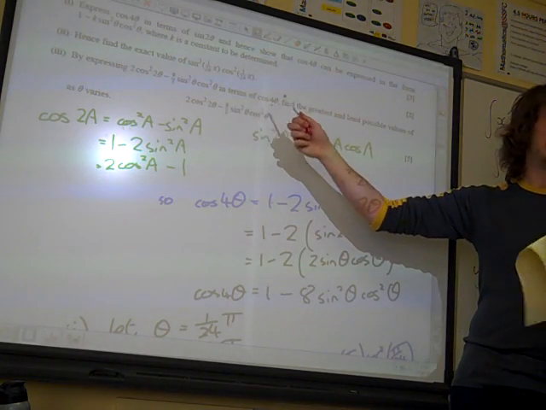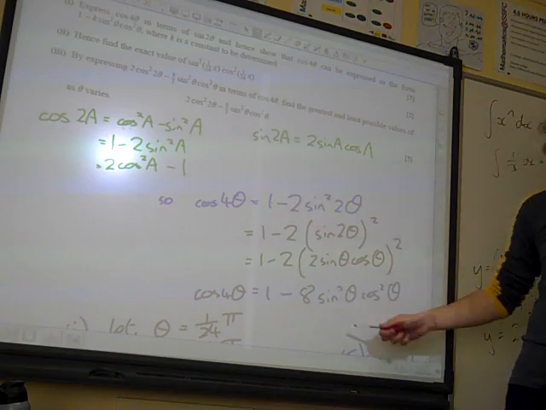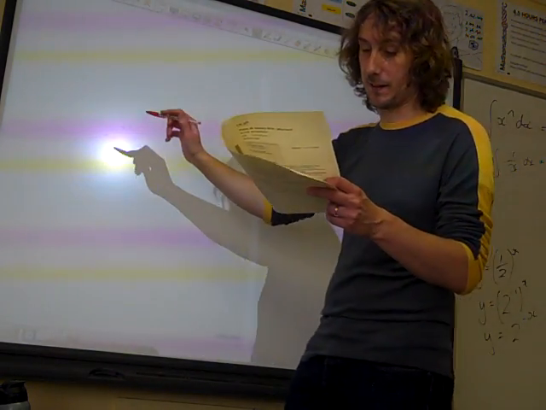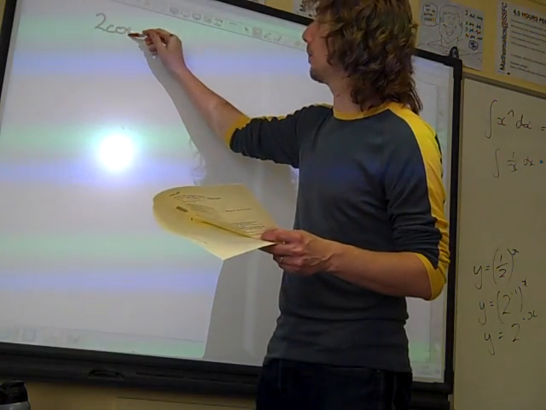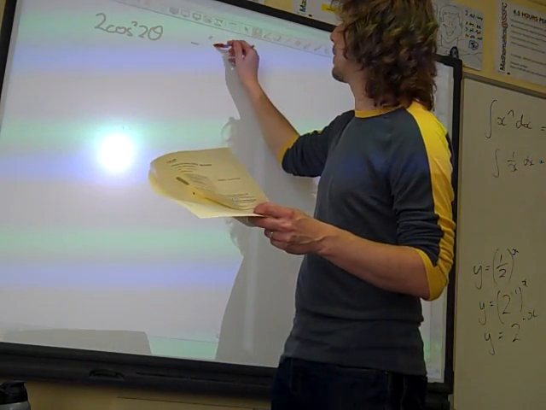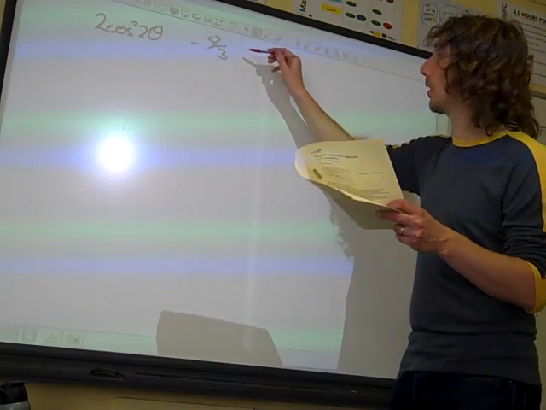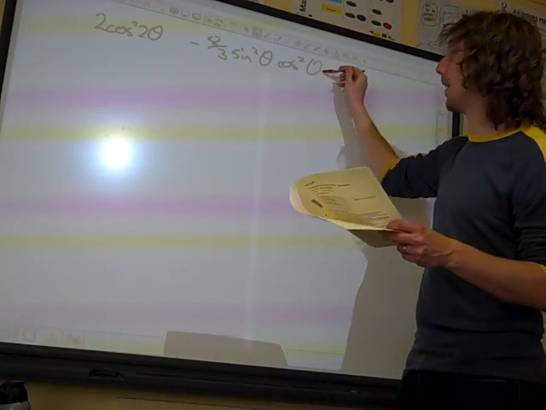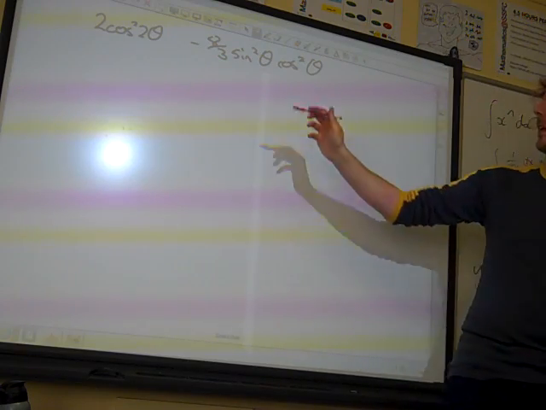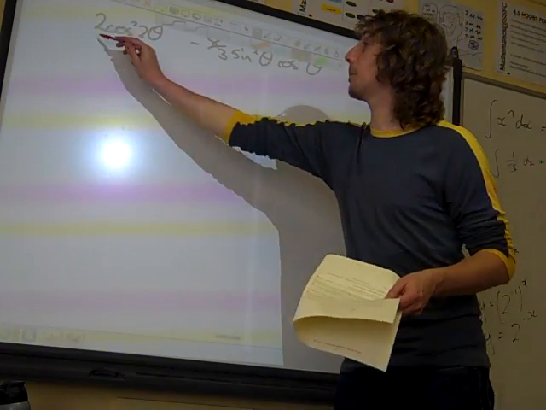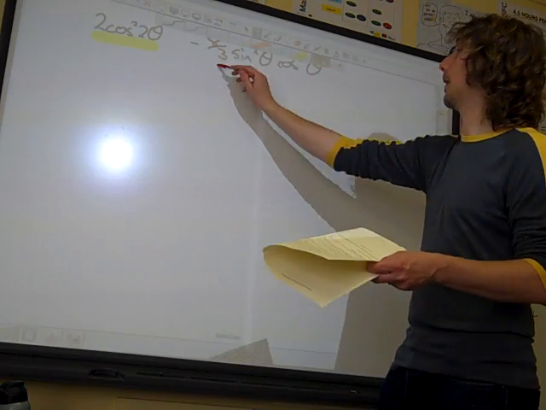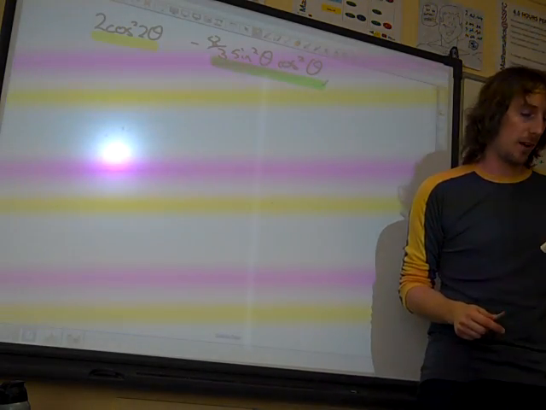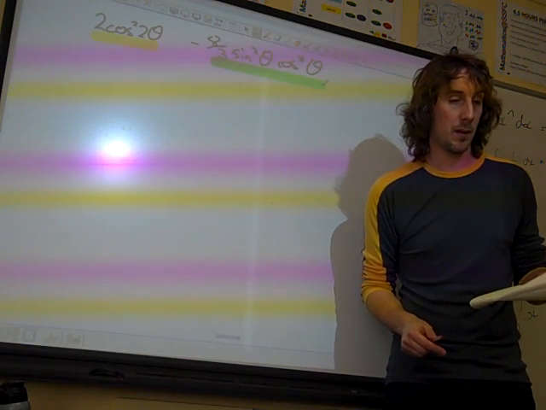Right. That is in 2 parts though, isn't it? The thing that we're looking at here is 2 cos squared 2 theta minus 8 over 3 sine squared theta cos squared theta. Right, let's look at these one bit at a time. Let's look at this bit first, and then we'll look at this bit, and we'll see what we can do with them, by expressing them in terms of cos 4 theta.